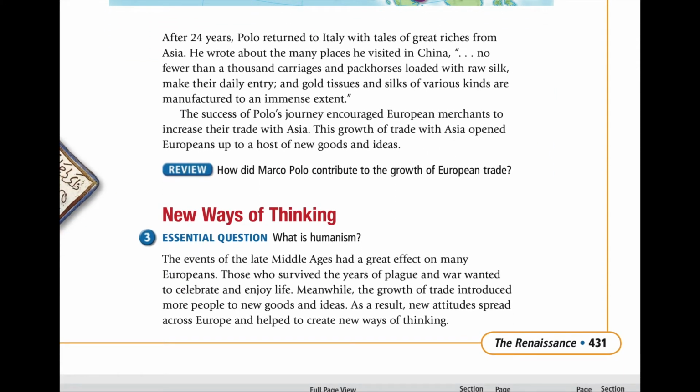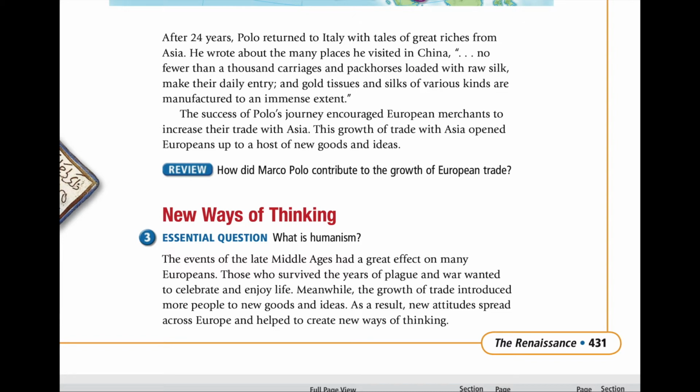After 24 years, Polo returned to Italy with tales of great riches from Asia. He wrote about the many places he visited in China. "No fewer than 1,000 carriages and pack horses loaded with raw silk make their daily entry, and gold tissues and silks of various kinds are manufactured to an immense extent."